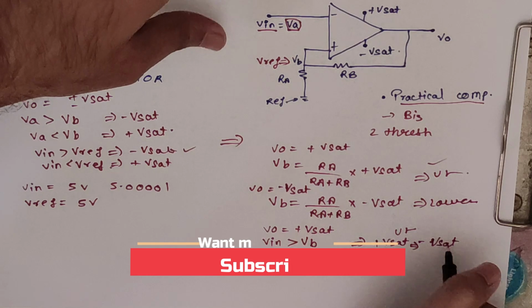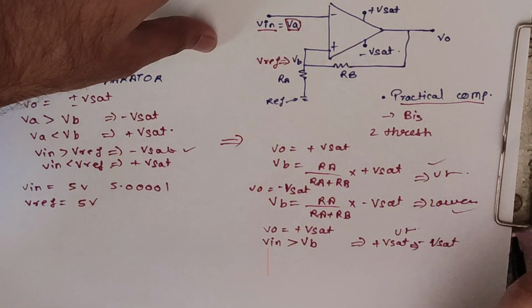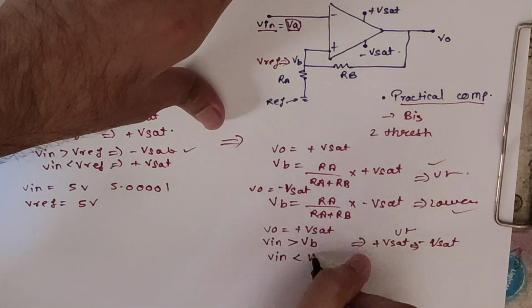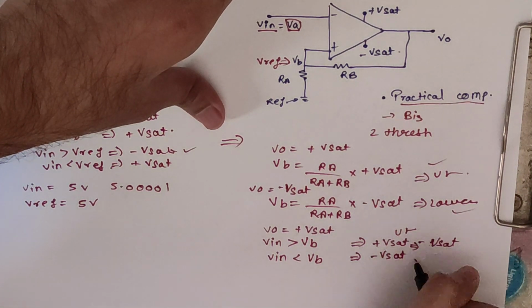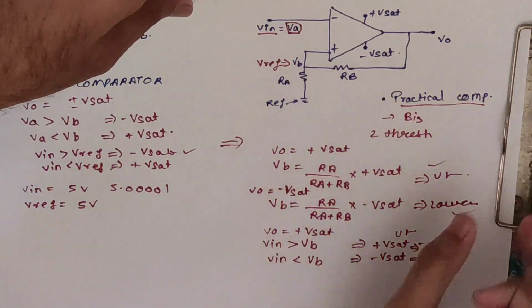Now as your output voltage is changed to minus Vsat, that means your lower threshold voltage gets active. So now if your Vin is less than VB, then only your output will change from minus Vsat to plus Vsat. We will see this in a clearer way by taking an example.